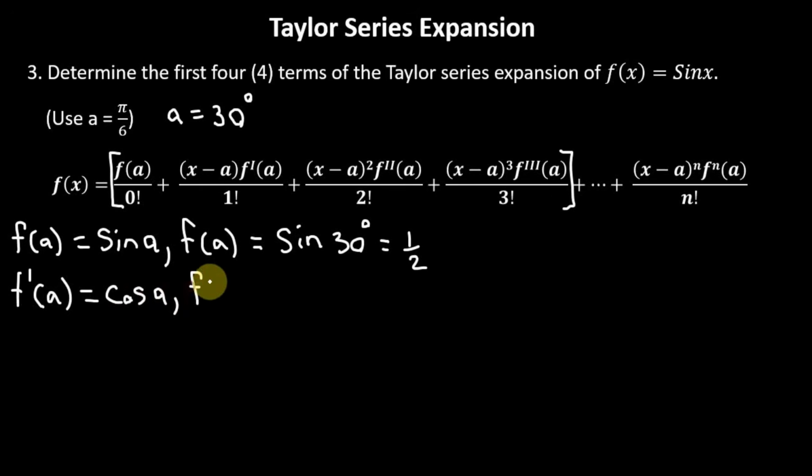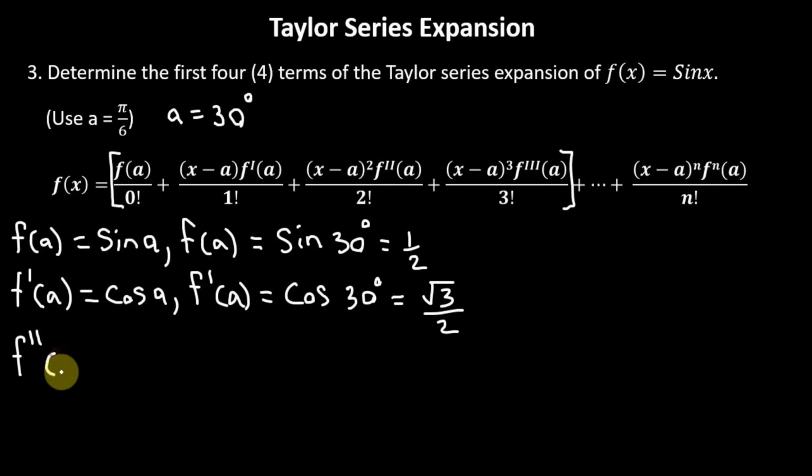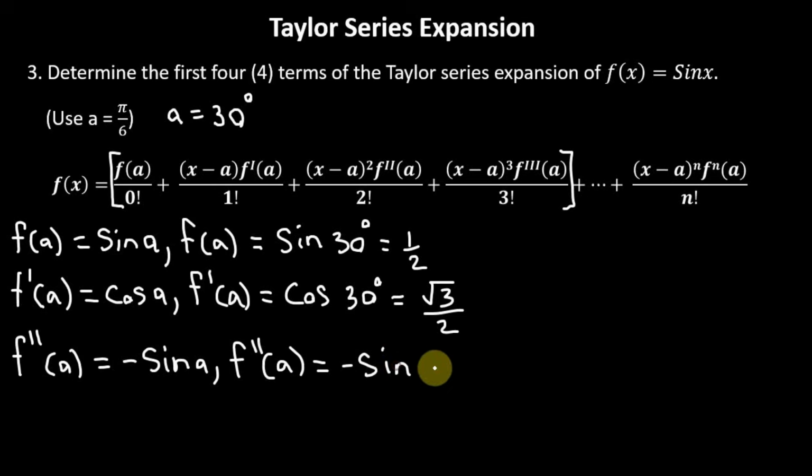So therefore, the first differential of f of a will be equal to cos of 30 degrees, which is of course root 3 over 2. Next, we'll find the second differential of f of a. When we differentiate cos a, we'll end up with minus sine a, which means the second differential of f of a will be equal to minus sine of 30 degrees, which is equal to negative a half.